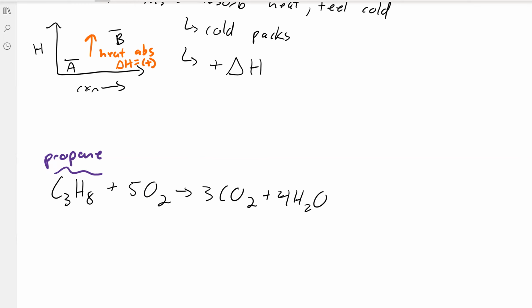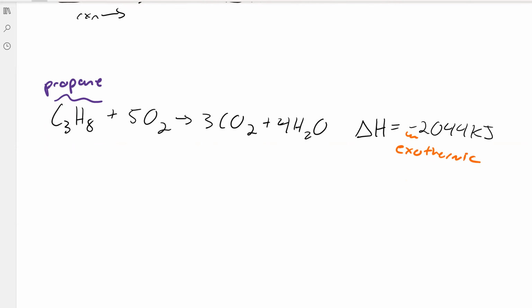And so you burn this propane, and think about what a grill is. It's warm, which means that it's exothermic, which means our delta H should be negative, and indeed is, right? So this delta H here is equal to negative 2044 kilojoules, right? You can see it's negative, and so this is exothermic. And we'll talk about how to deal with this number in the next section.